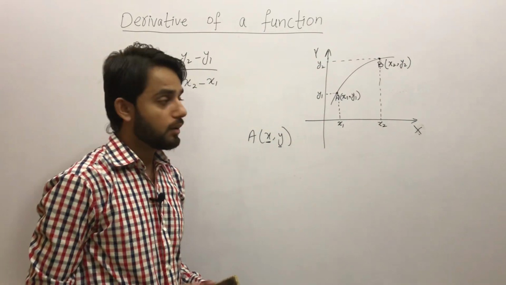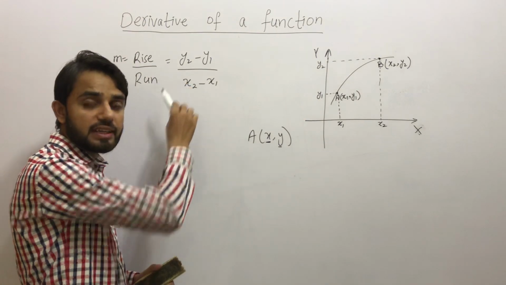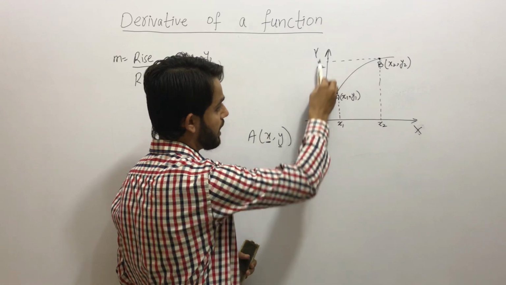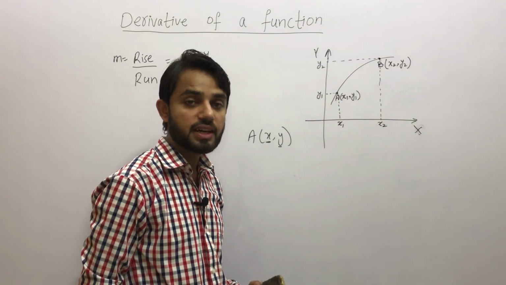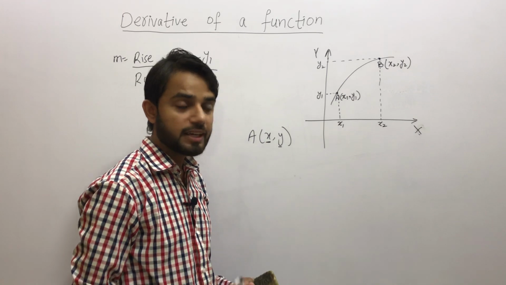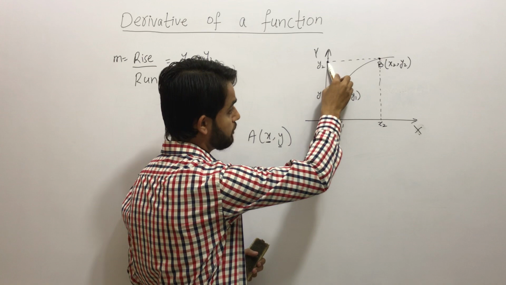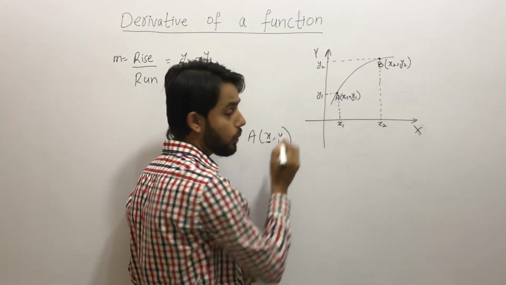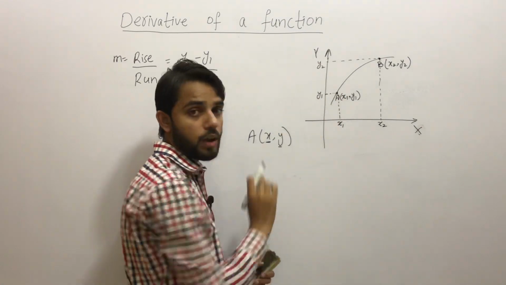Like I said, the slope is basically rise over run. How much rise do we have on the y-axis? It means how much change we have. Once we say how much change we have, we are talking about going from the initial position to the final position. The initial position was over here, y1. So the change over here was y2 minus y1.